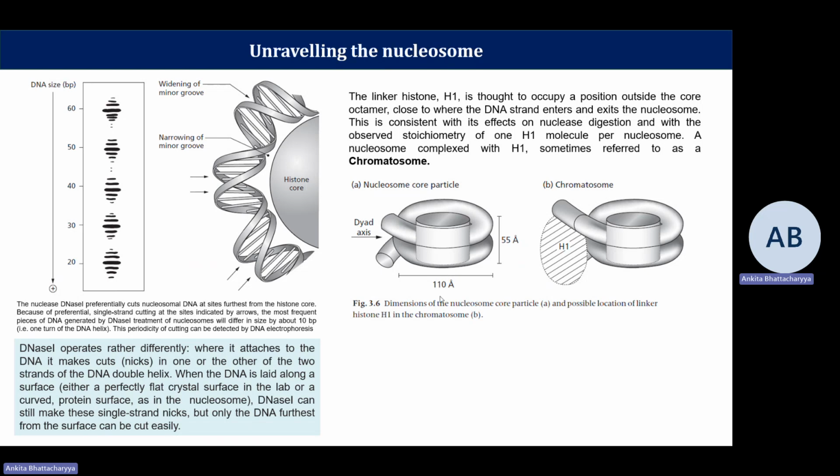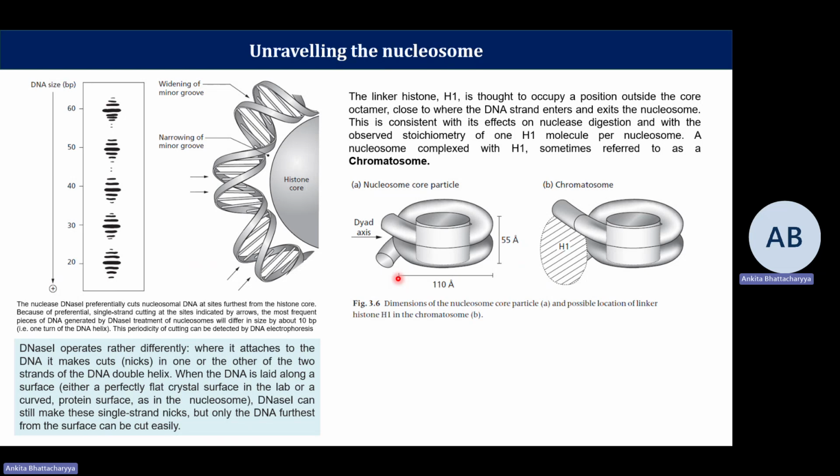Okay, so DNase 1 operates differently. Therefore, you see a difference in the pattern of digestion by DNase 1 and MNase. Also, what you see here is the linker histone. Like I previously mentioned, it occupies a position right outside of this core octamer, close to the point where DNA enters and exits the nucleosome, which is consistent with the effects you see on nucleus digestion as well, because nucleus is able to access it also. And this nucleosome complexed with H1 together is sometimes referred to as the chromatosome. So nucleosome plus H1 is chromatosome.